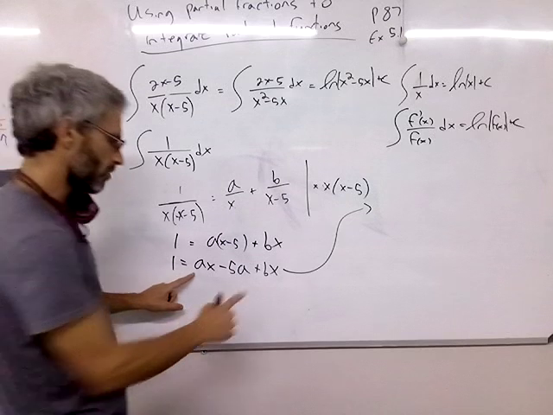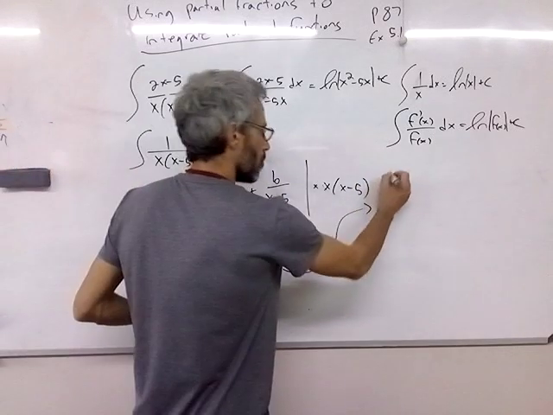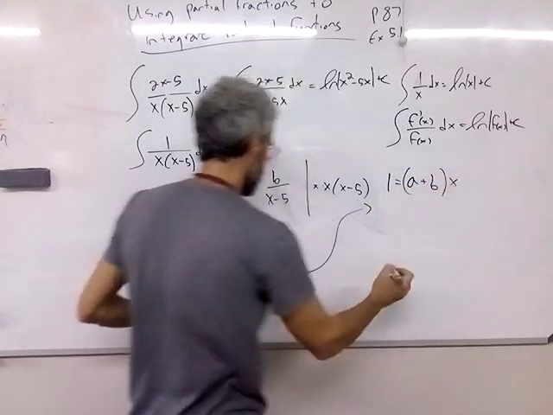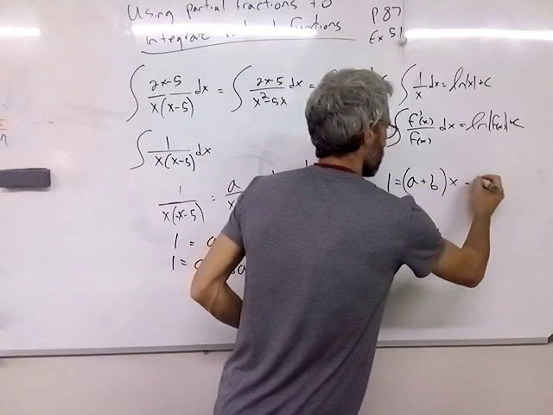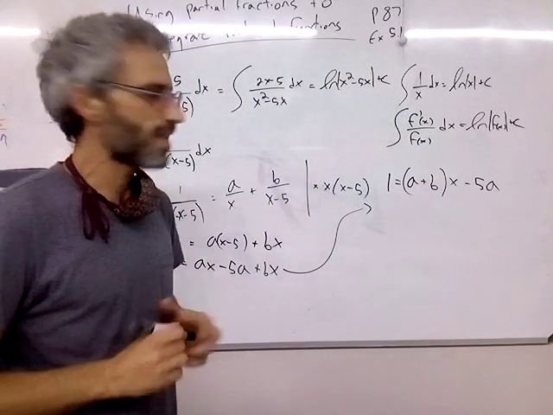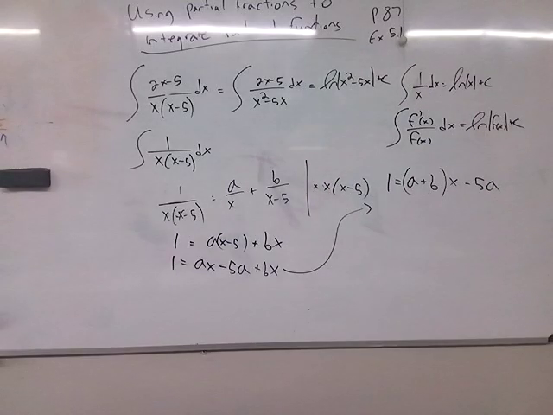Okay, and I'll add the terms with x together. So 1 equals a plus b times x minus 5a. Now, if you first look at this equation, you might say, hang on, let me just check that you can see it. Yeah, you can see it.